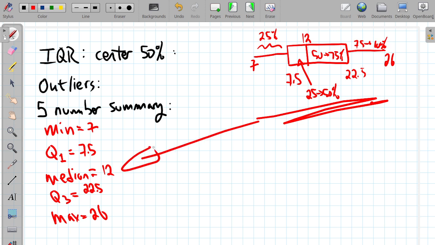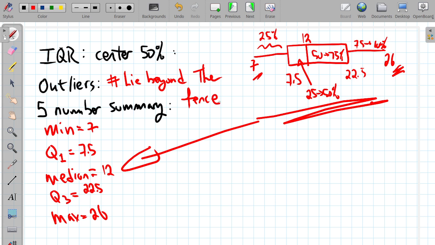Perfect. The only thing remaining to show here is how do we compute outliers? Is 26 an outlier? Is the number 7 an outlier? So outliers are numbers lying beyond the fence. So these are values that lie beyond the fence.